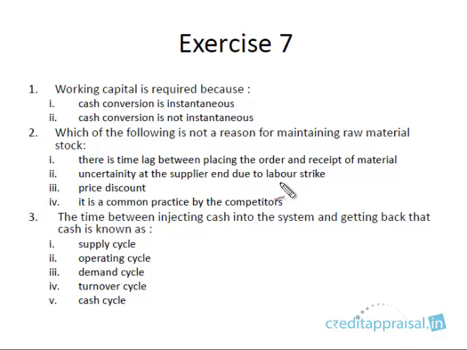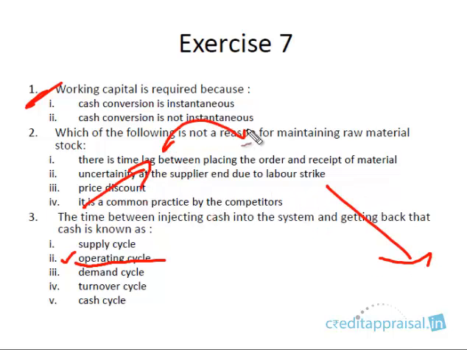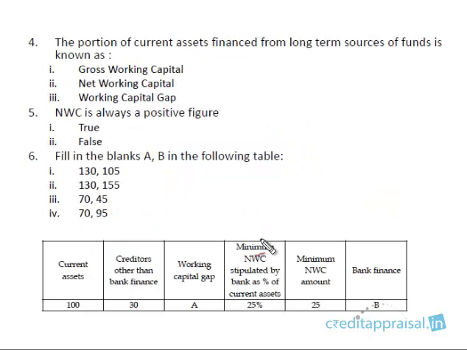The third question: the time between injecting cash into the system and getting back the cash is known as, right? We discussed this while we were discussing the first question. This is known as the operating cycle. Supply cycle, demand cycle, turnover cycle, cash cycle, those are not relevant. So operating cycle. This is the time period involved in getting back the cash. Once we inject into the system and when we are getting back, this entire period is known as the operating cycle.